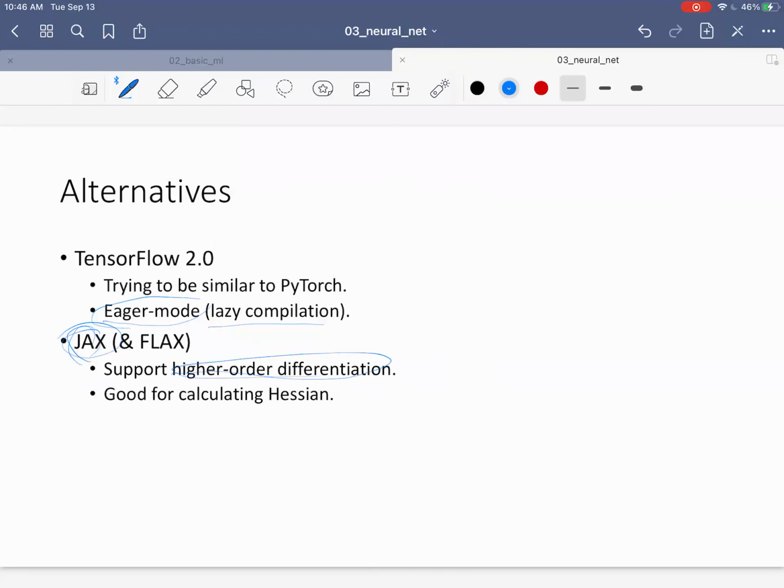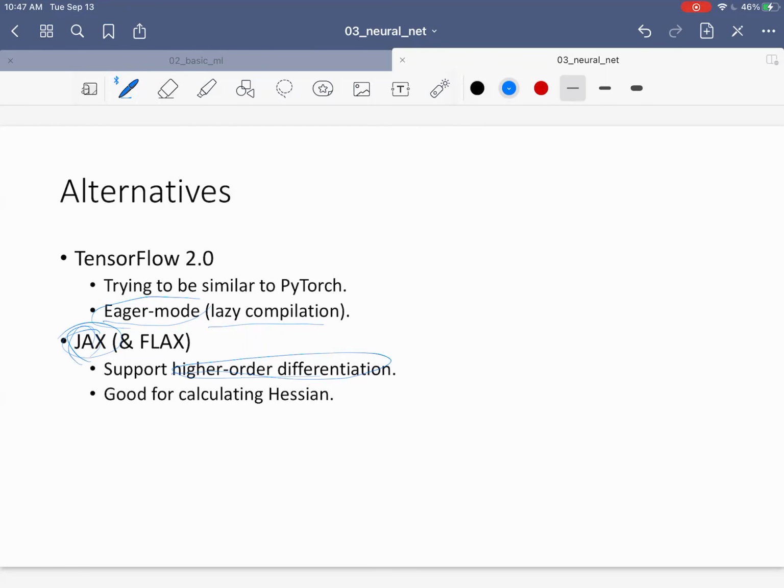So if you want to compute not just Jacobians, but Hessians, second order differentiation, third order differentiation, which is not supported by PyTorch or TensorFlow, you can use JAX. So you can use a bit more complex computations. And so JAX is like that. It's like NumPy on GPU.